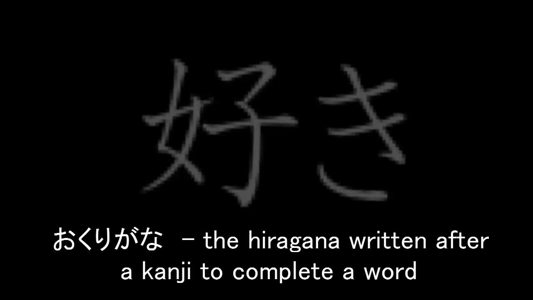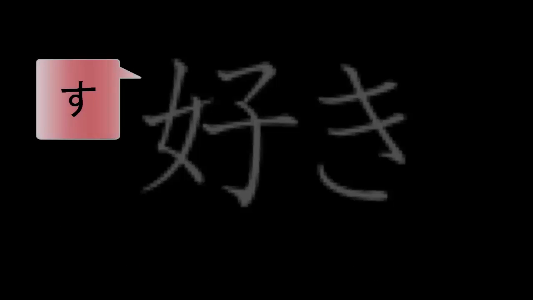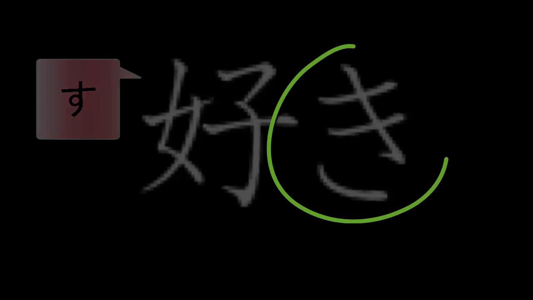Now, to write the Japanese word which means like or likeable, we actually have to add an okurigana hiragana. That's the hiragana that goes after a kanji to write an entire word. So in this case, the word for like is suki, and the character that we've just learnt is the su, and then we have to add the ki. So let's do that together.